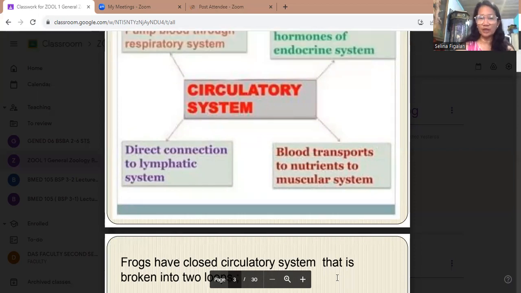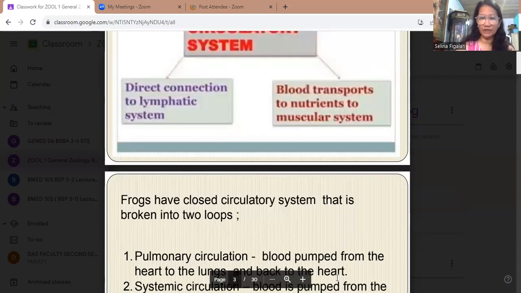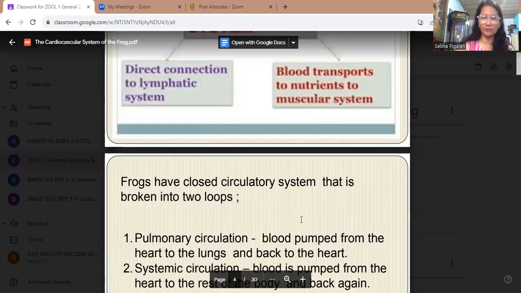So by next week, Monday, we will be face-to-face. I will include the cardiovascular system again.